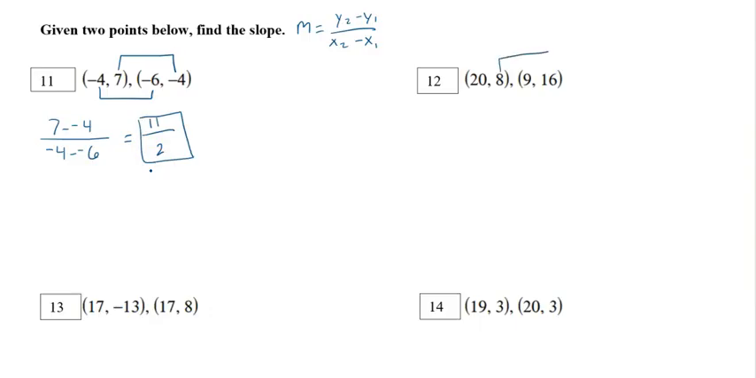All right, number 12, same thing, y minus y, x minus x. So 8 minus 16 over 20 minus 9. 8 minus 16 is -8. 20 minus 9 is 11. -8 over 11 is simplified.